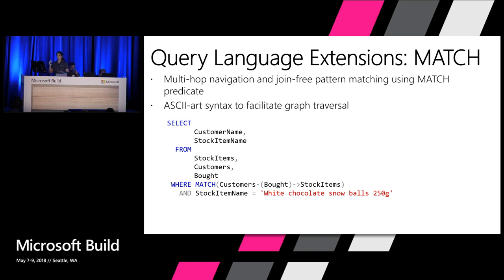And the direction of the arrow that you see there is the direction of the edge that you have specified. So if you remember when we inserted values in the bought edge, our from ID was customers and then our to ID was stock item. So we were going from customer to stock item, and that's what we are doing here in our example in this query.